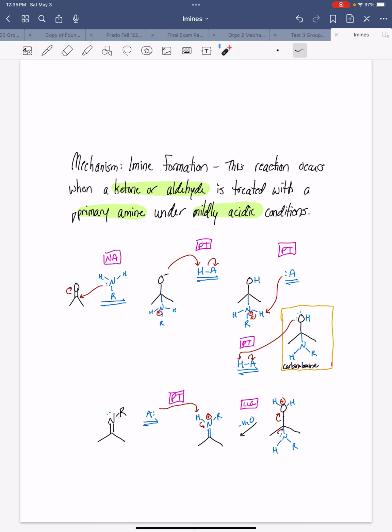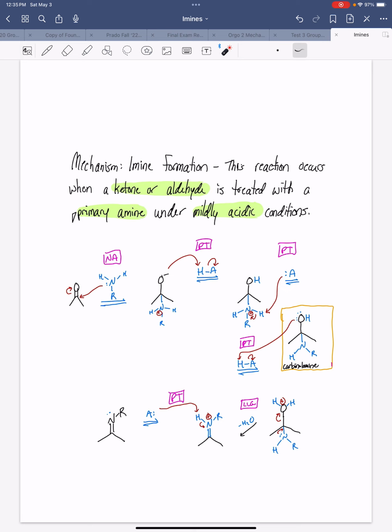Now, the easiest way I have found to learn this mechanism is knowing what you're allowed to start with, what you're allowed to work with, and have a general idea of what your finished product is supposed to look like. Let's walk through the mechanism and then do an example.